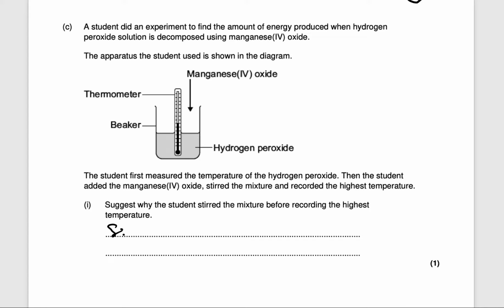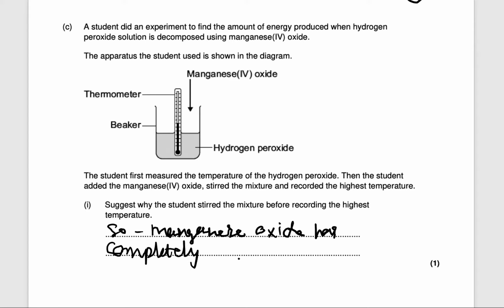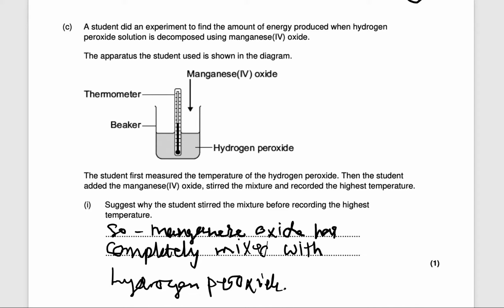So the manganese oxide has completely mixed with the hydrogen peroxide. Okay, and that will get you 1 mark.